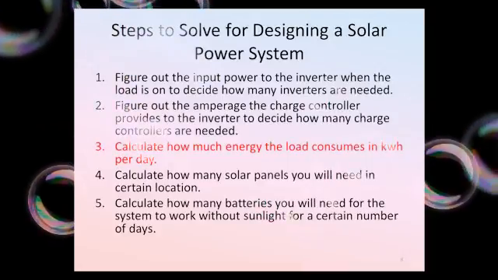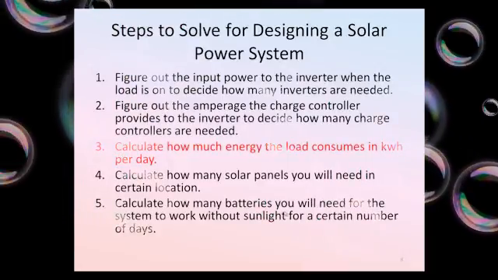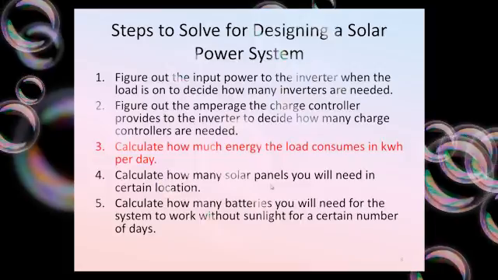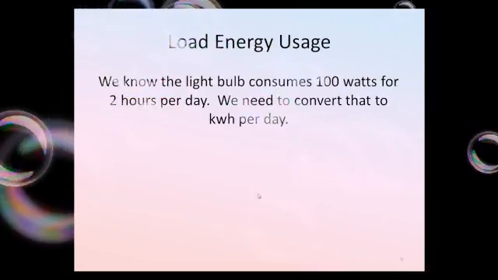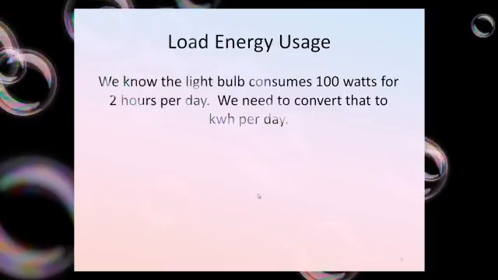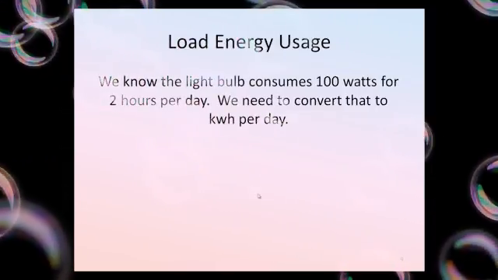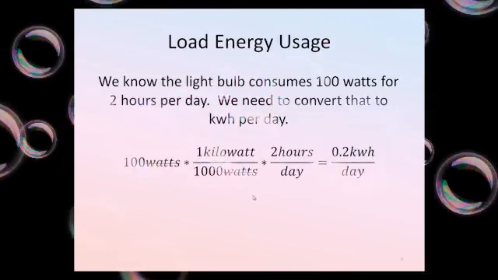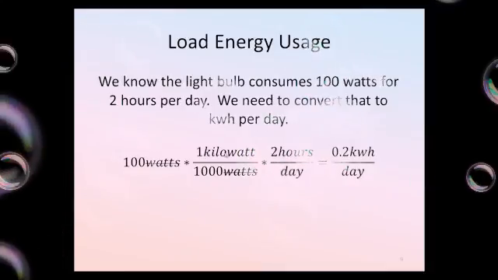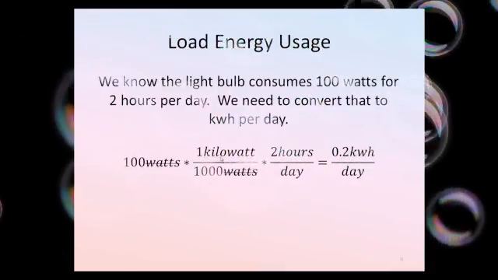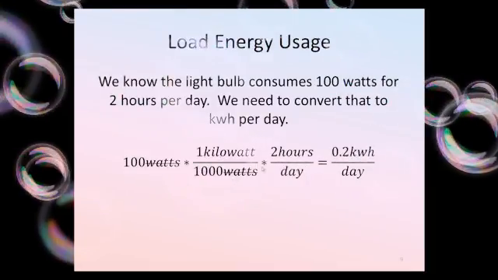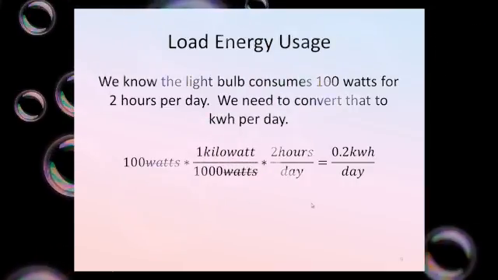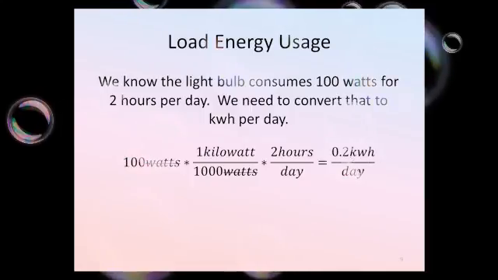Okay, so now, to start our calculations for our solar panels and batteries, we first need to calculate the energy the load consumes in kilowatt hours per day. So we know that the light bulb consumes 100 watts for 2 hours per day. That was given. And we need to convert that to kilowatt hours per day. How we do that is we start with 100 watts. We first convert to kilowatts by knowing that 1 kilowatt is 1,000 watts. Remember, kilo means 1,000. We also know that it uses 2 hours per day. So when we do our unit analysis, we see that we get 0.2 kilowatt hours per day.